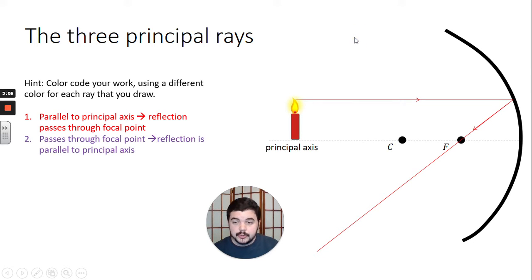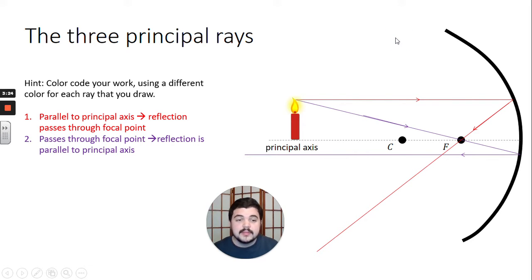Principal ray number 2. Well, we could just run this geometry in reverse, right? If we look at the one light ray that goes through the focal point, it's going to reflect off of that mirror parallel to the principal axis. So there's the light ray that goes through the focal point. It's going to bounce off of our mirror parallel to the principal axis. As you're drawing these, I encourage you to use a straight edge. Grab yourself a ruler, draw a straight line.